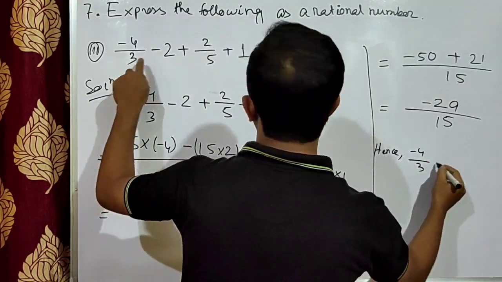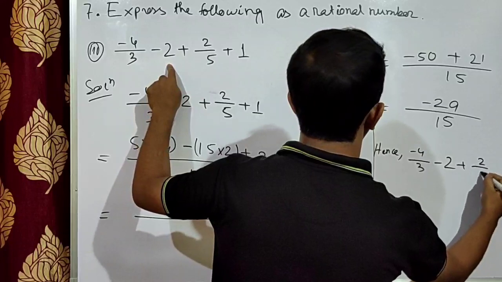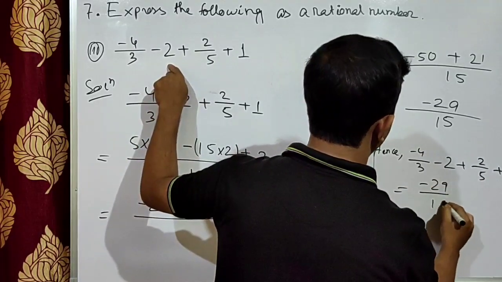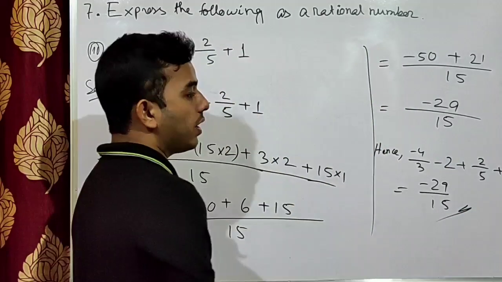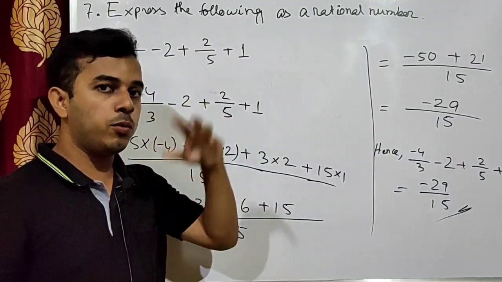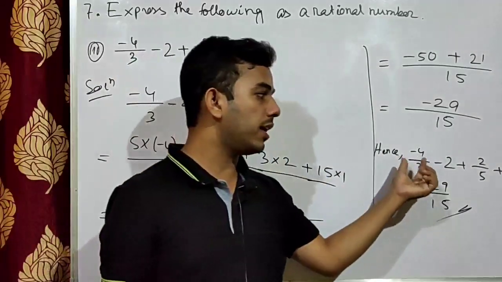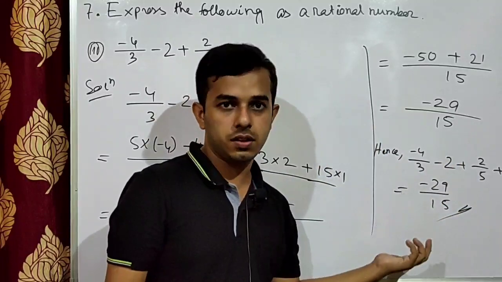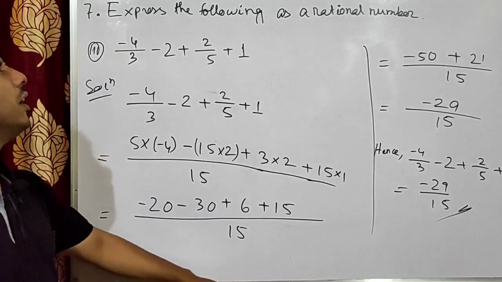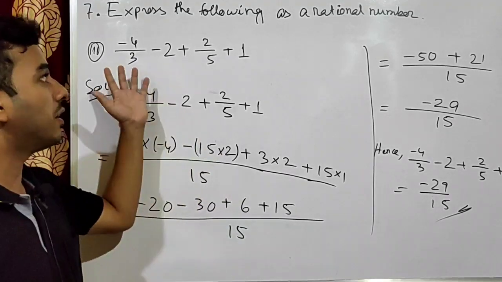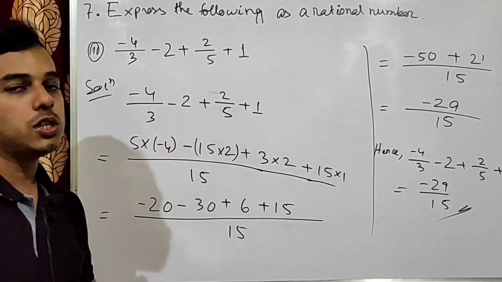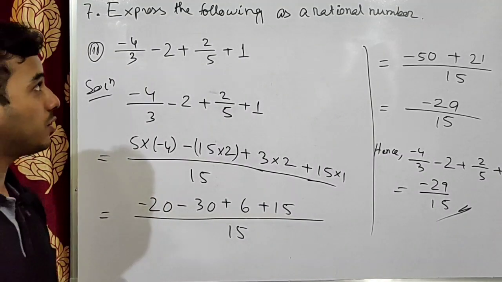Minus 4 by 3 minus 2 plus 2 by 5 plus 1 equals minus 29 by 15. You can write this line, that is hence. We have done one more earlier, right? Okay, you can also write like this, hence the expression equals what we found, the value. Okay, very good. So this is how we can express an expression as a rational number. I hope this is clear to you. So now let's proceed to our next question, that is question number 8.